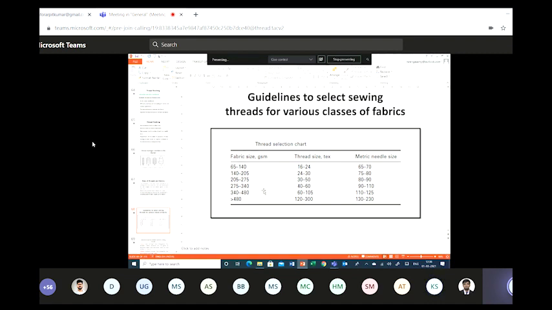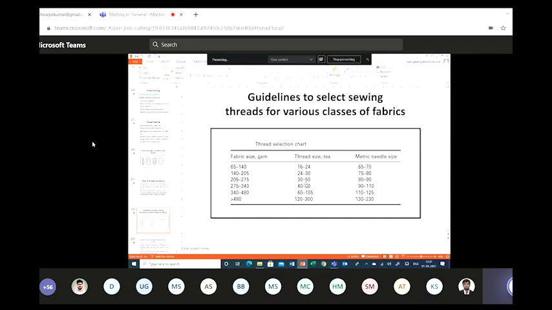Similarly, for heavy fabrics, we use the finer thread. What happens? When you apply tension on the stitched fabric, the thread will break. Fabric will be intact, thread will break. So there should be a right combination of fabric GSM and thread size.